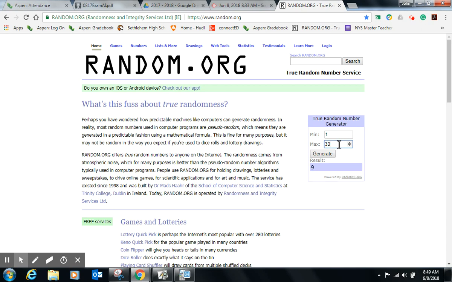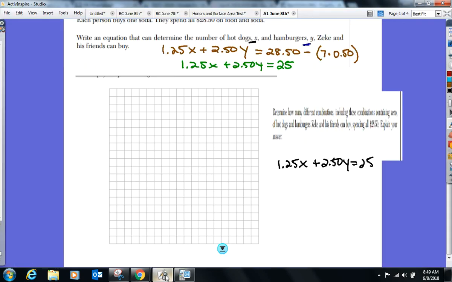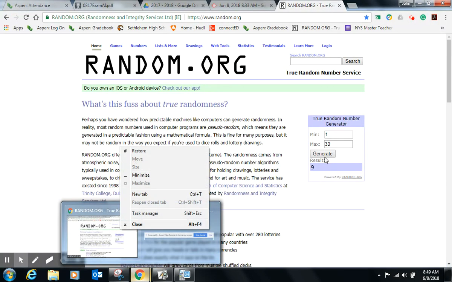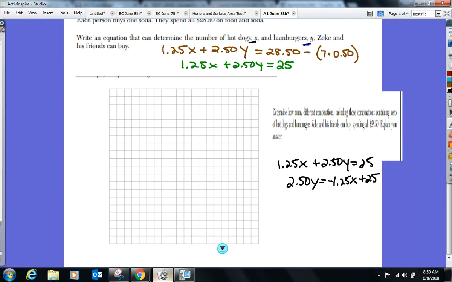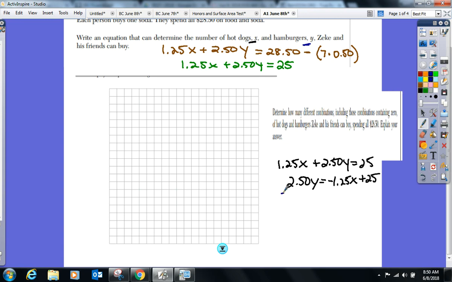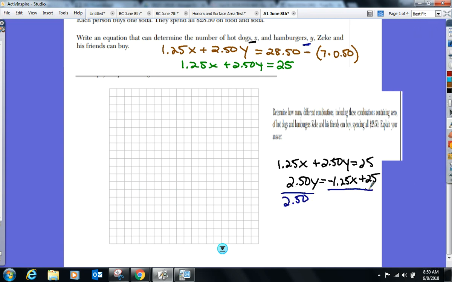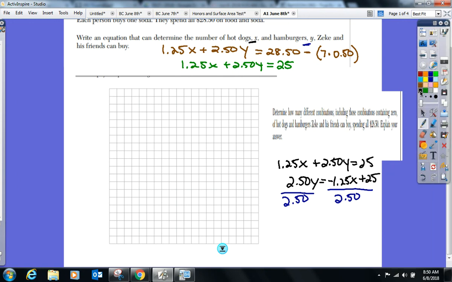Here we go. Let's start off with 9. What do I have to move over first here? How do I move it over? Good. So I'm going to have 2.50y equals negative 1.25x plus 25. Nice job. Next, to get the y by itself so I can graph. Here you go, 12. What else should I do? Oh, yeah. Then would you divide the $2.50? Everything on the right side gets divided by 2.50. That's why you have your calculators out now.